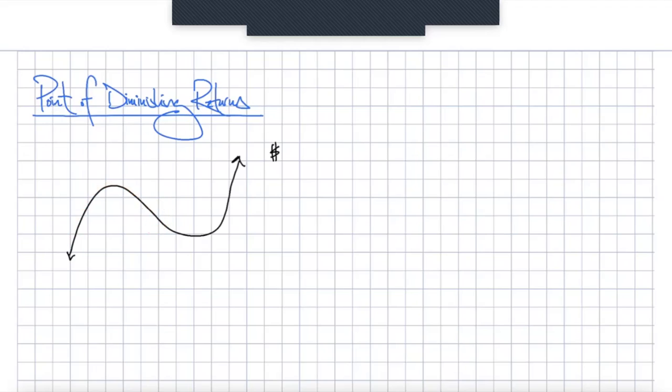Okay. Mathematically, if we look at the shape of this first part, we might call this concave down. In other words, it's sort of like the upside down parabola. And this we might call concave up.